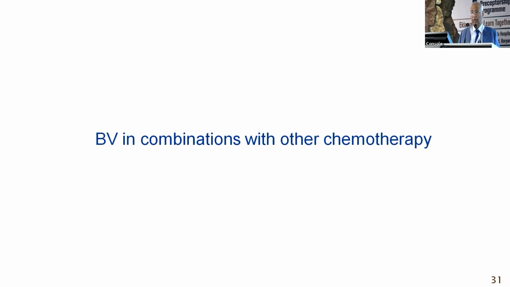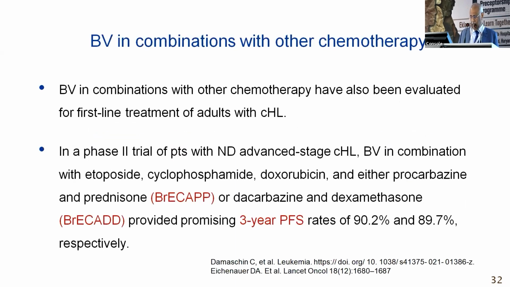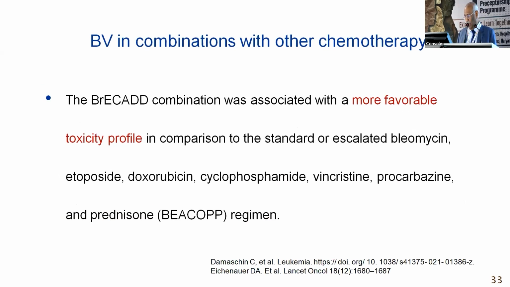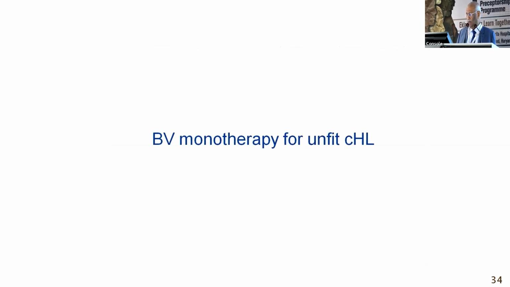Has it been used in combination with other chemotherapies? So the answer is yes. So here you have got at least 2 protocols, etoposide, cyclophosphamide, doxorubicin, with either procarbazine, prednisolone, or if you don't want to use those drugs, dacarbazine and dexamethasone. And 3-year progression-free survival is to the tune of about 90%. And the toxicity profile, especially when you use dacarbazine and dexamethasone, was more favorable, and that is probably the combination to be used. BACOP as such, it's a discussion for them because we don't use BACOP in this country left and right.